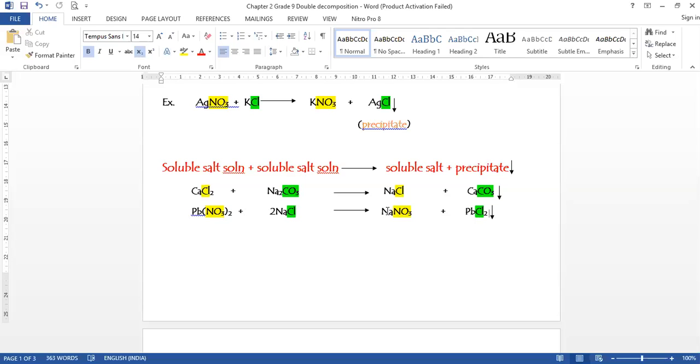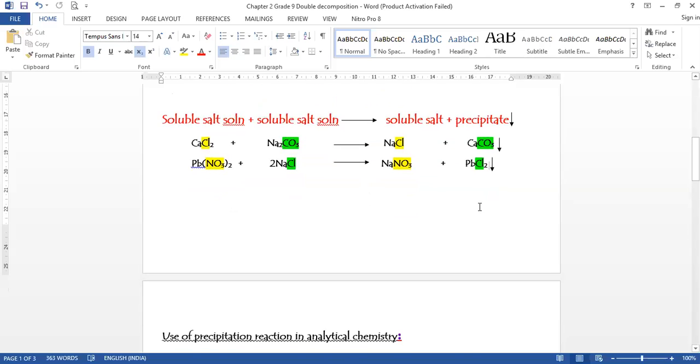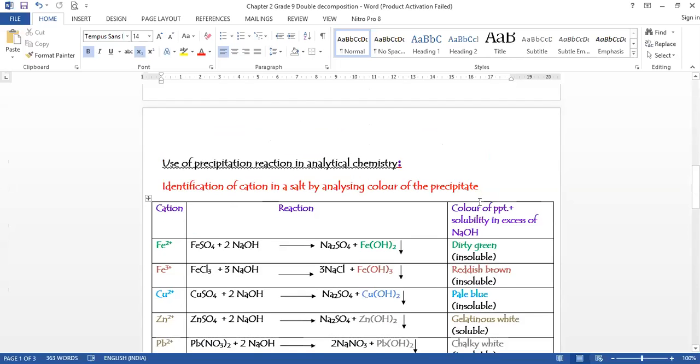So automatically, if you get those as a product, it is supposed to be soluble, and the ones which are insoluble automatically become a PPT. So PbCl2, lead chloride, is a precipitate which is formed. It again forms a chalky white colored precipitate, the same way chalk powder dissolved in water appears.